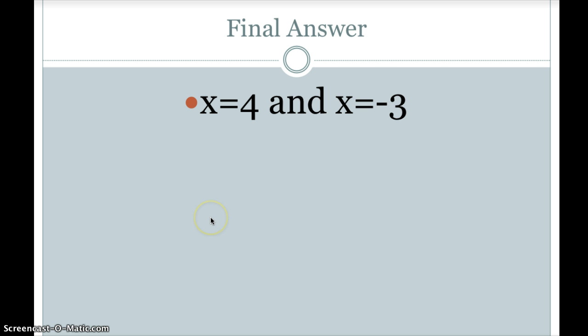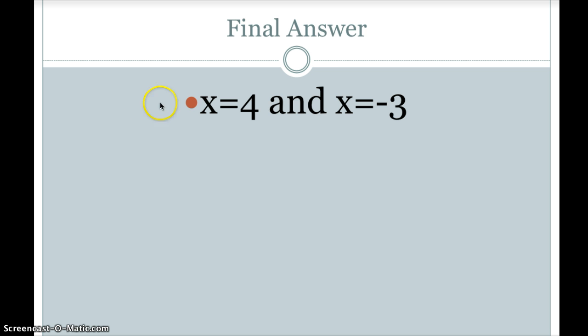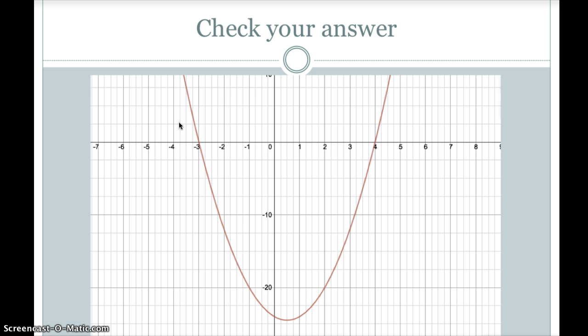Final answer. Finally, you can check your answer simply by graphing. And I've done that already for you here, or you could do that in your graphing calculator. And if you look, you can see that my graph crosses the x-axis at negative 3 and at positive 4. So I know my math had to have been correct because my zeros are positive 4 and negative 3, which are the answers I got for x. That's how you solve using the quadratic formula.